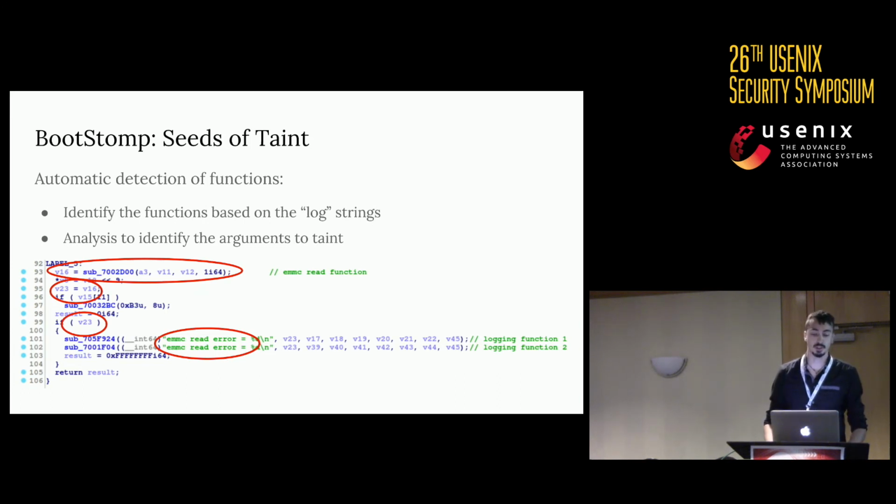Once it has found the function, it carries on a further analysis, which is a type inference analysis, in order to understand which parameters should be tainted. And this depends on the function. For example, in this case, BootStomp would understand that the function is reading from the hard drive, from the disk, and it looks for a buffer to taint, right? Because eventually it's going to be a buffer containing the data read from the hard drive. So, for example, if it understands that a parameter is a string, it won't taint it. If the type of an argument cannot be inferred, it will taint it.